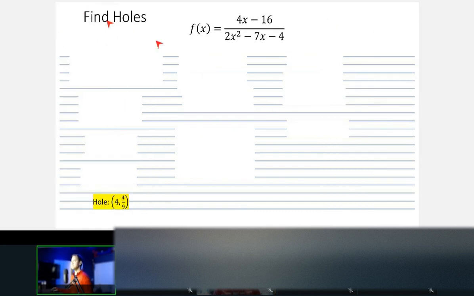All right, this one, you have to find the holes. All right, how do we find the holes to this problem? How do we find the holes? Yeah, we want to factor the top and the bottom, of course. All right, so factoring the top is pretty easy, right? You just pull out a 4, right?